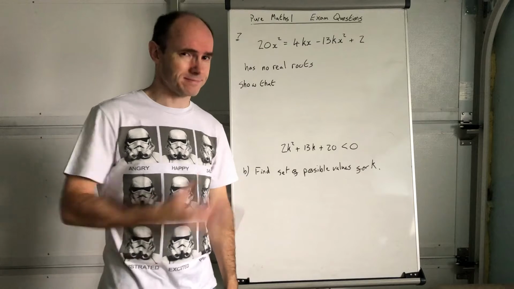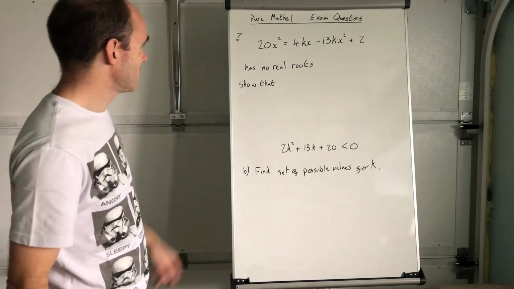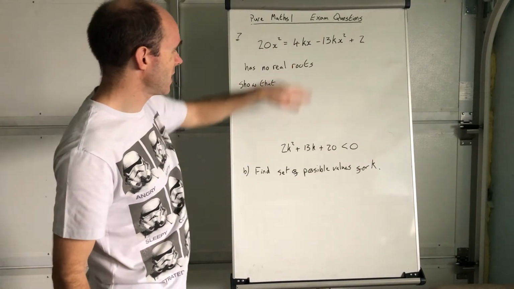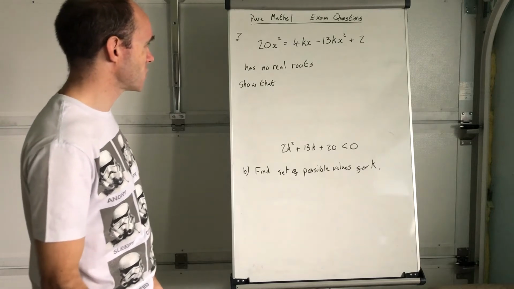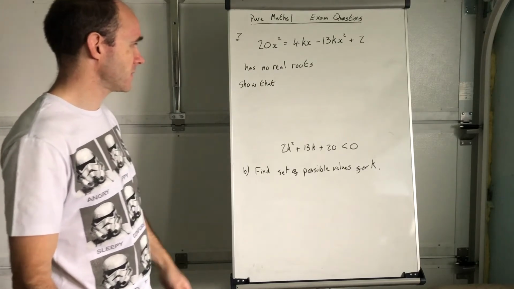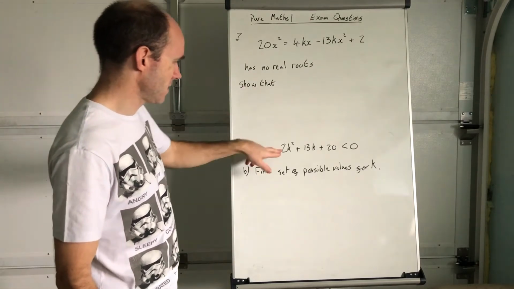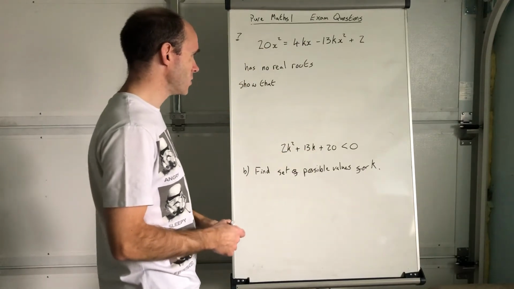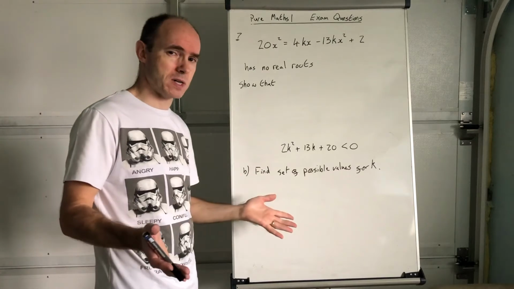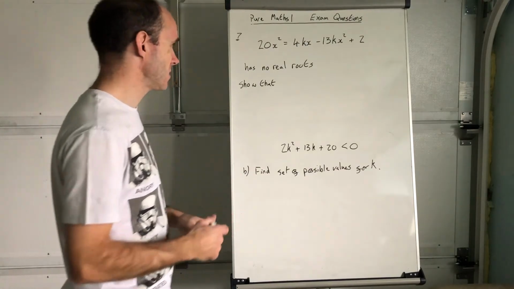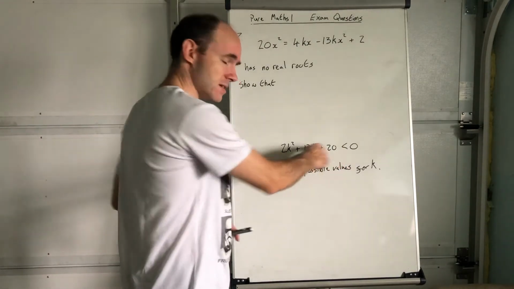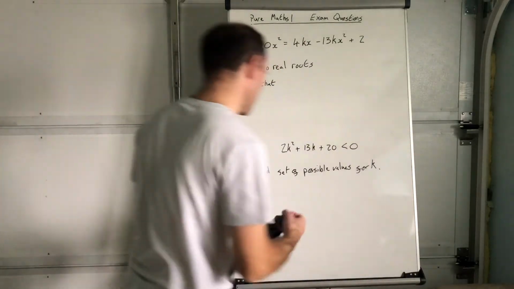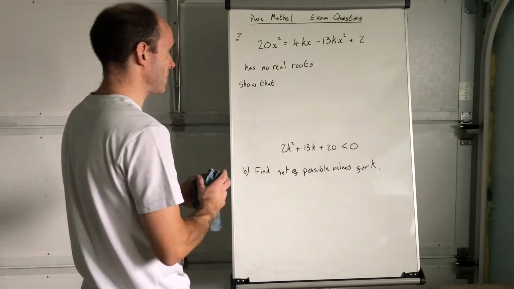Okay, next question. So 20x squared equals 4kx minus 13kx squared plus 2. It's got no real roots. Show that, and then this here. So I've left a bit of space to be able to do the work in there. Well, no real roots means that b squared minus 4ac is going to be less than 0. Hence the less than 0 that's going to be coming up. So this should correspond to b squared minus 4ac being less than 0.